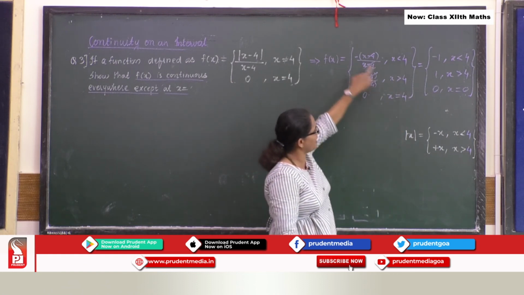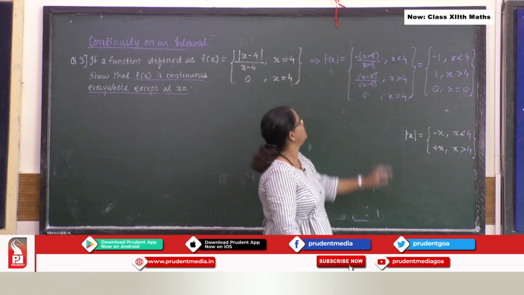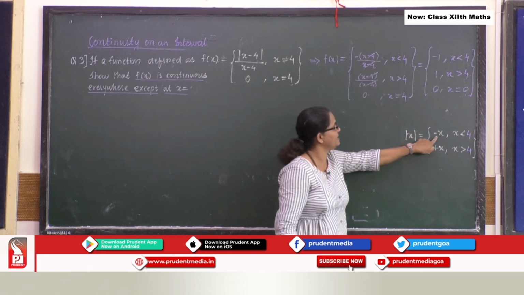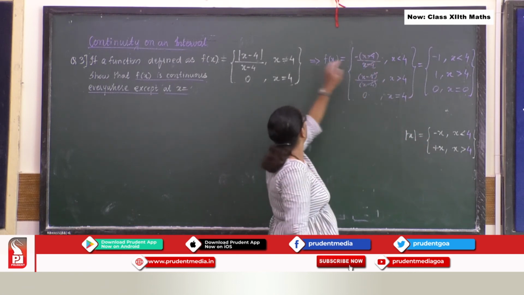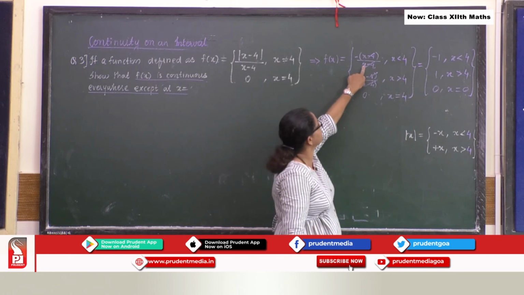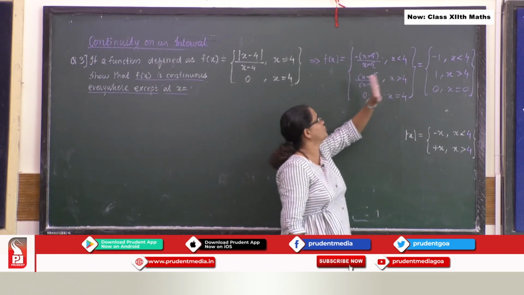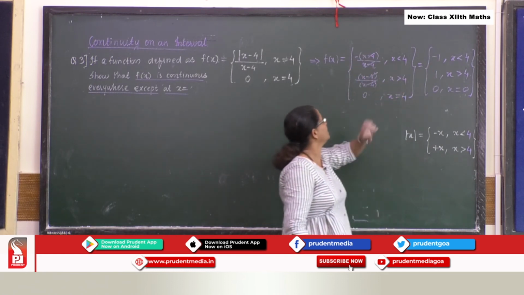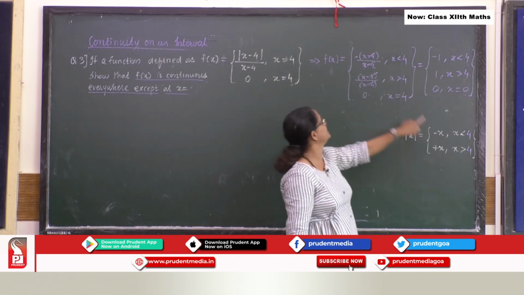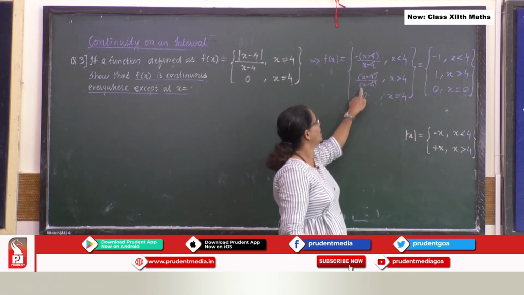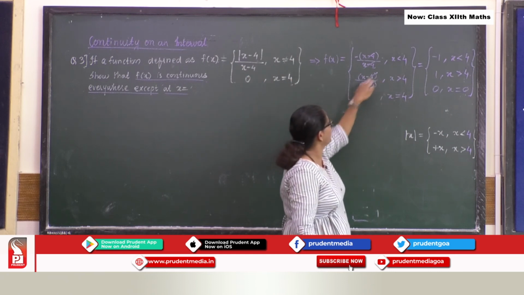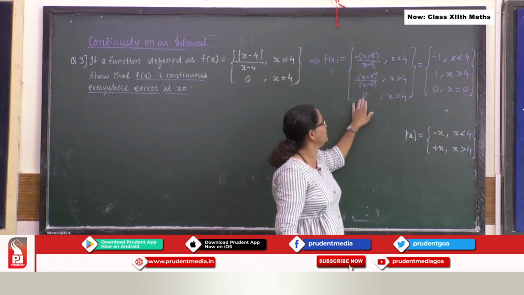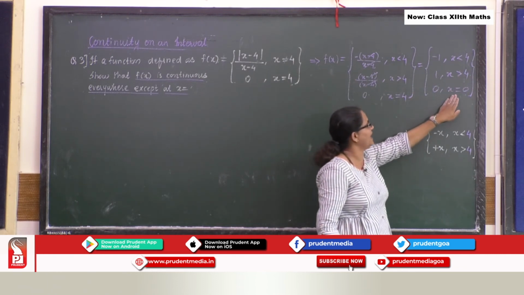So when I rewrite using this concept, I get minus x minus 4 upon the denominator as it is, when x is less than 4. So this gets cancelled, you get minus 1. Here you talk about positive x, so x minus 4 upon x minus 4 cancels, you get 1, for x greater than 4. And 0, which I am writing as it is.